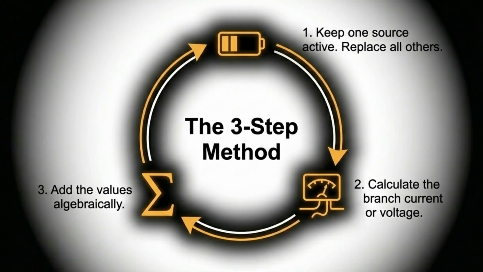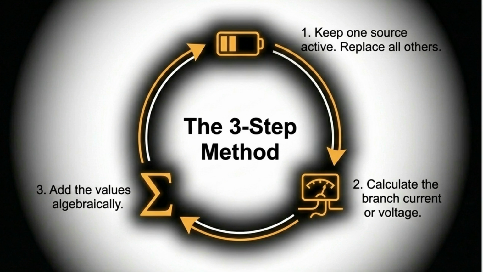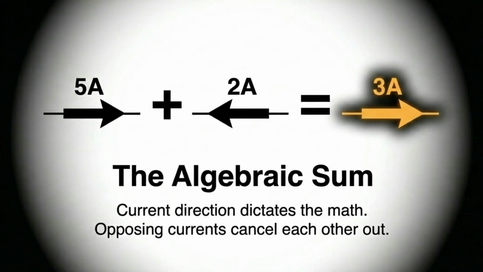The superposition three-step method involves keeping one source active, calculating the branch current or voltage, and then adding the resulting values algebraically for all sources. The algebraic sum is crucial. Current direction dictates the math, meaning opposing currents must be subtracted to find the net current flow.